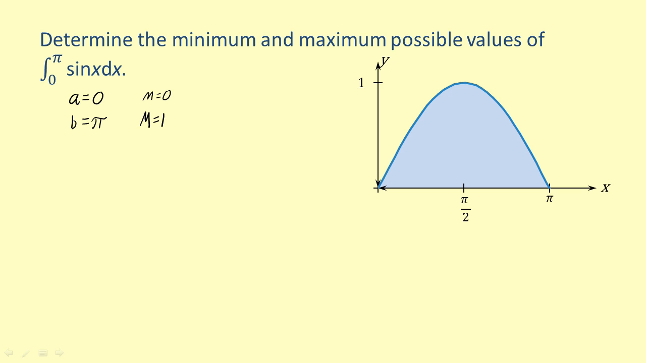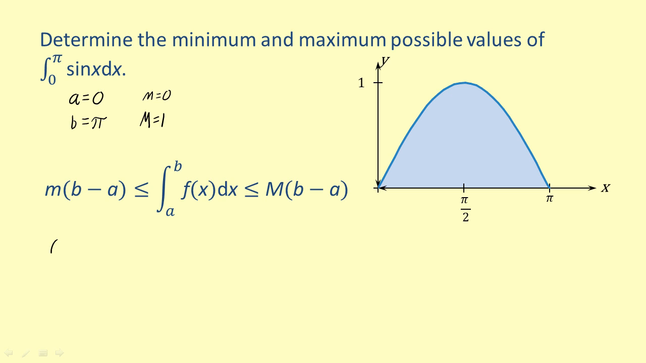Now recall the comparison theorem, which states that if f is between little m and big M on an interval from a to b, then the integral of f from a to b is between little m times b minus a and big M times b minus a. Let's substitute our known values into this inequality.